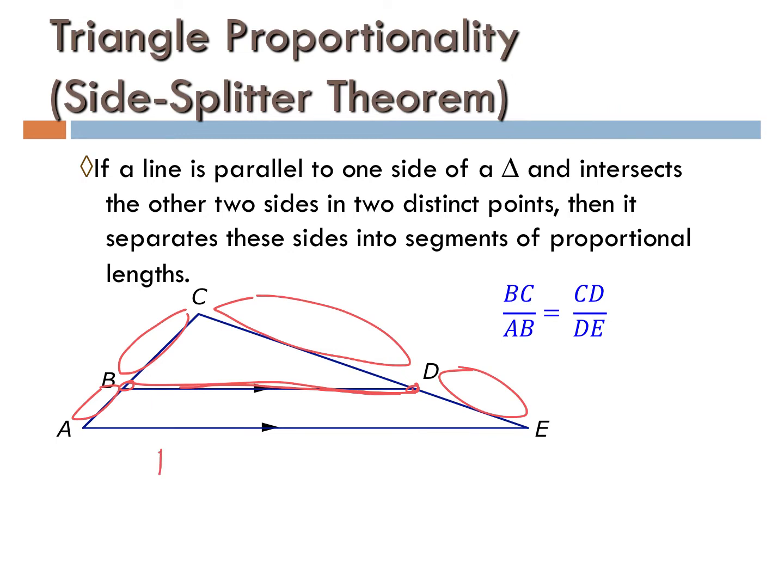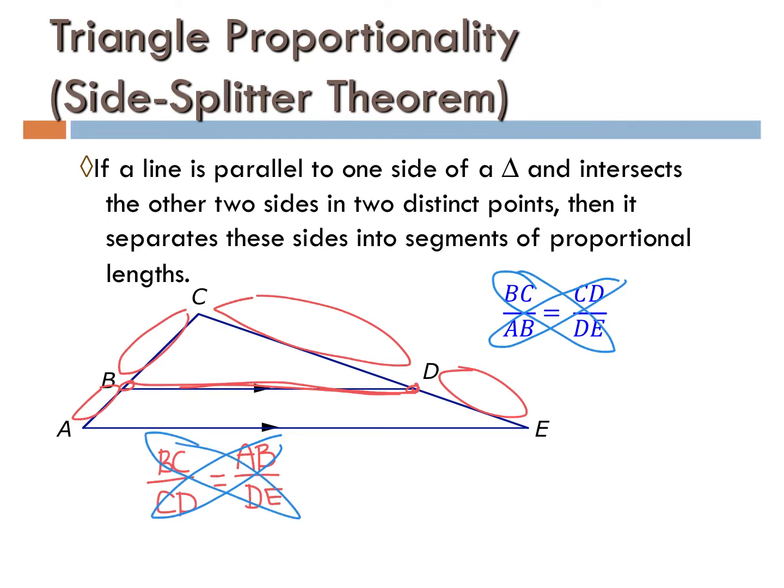So I could write BC over, say, CD, and that would equal, if I started with BC, which is the left side of this triangle, I would have to start with AB, the bottom part, over the bottom of the right side. So let's look at our cross products here. I would have AB times CD. Over here I would have BC times DE. So those are the same.